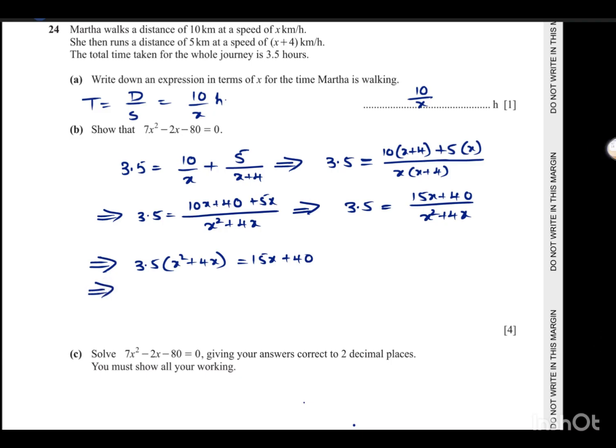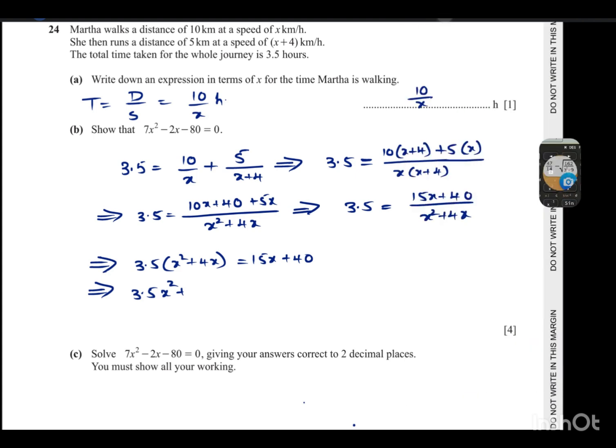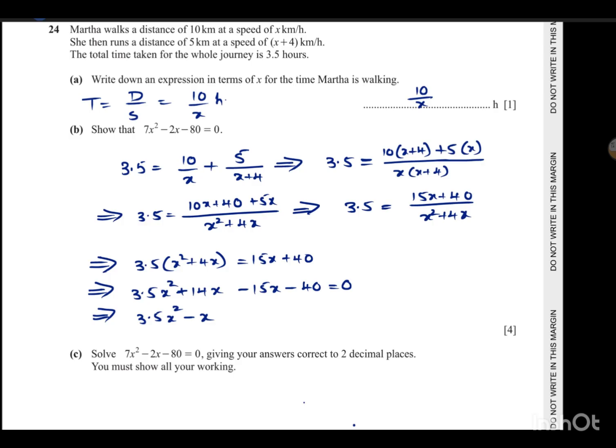Again, multiply. 3.5 into x square will be 3.5 x square. Then 3.5 into 4x means 3.5 into 4. Sorry, 3.5 into 4 will be 14, so it will be 14x. Then bring 15x onto the left hand side, 40 onto the left hand side. You get the equation as 3.5 x square, 14 minus 15 is minus x, minus 40 is equal to 0.